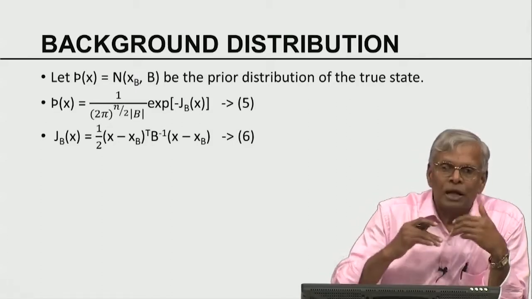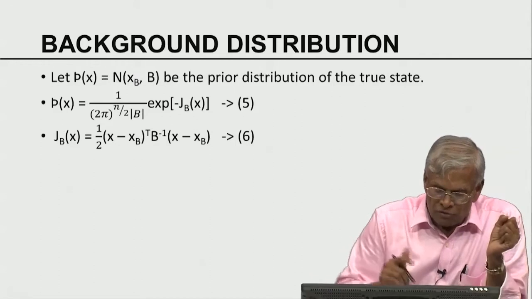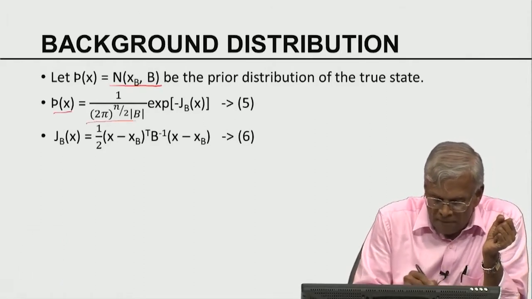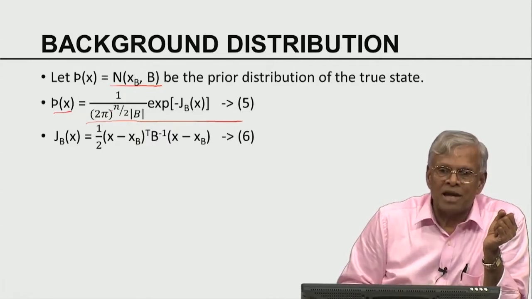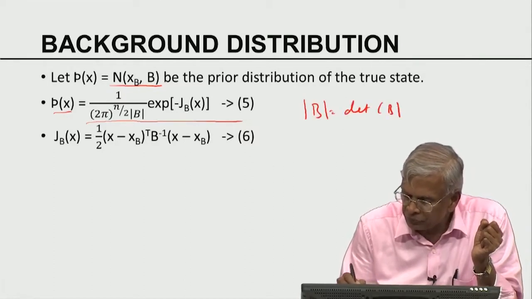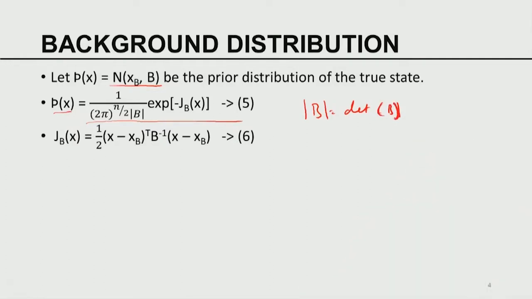So for those of us who would like to look at the specificity of the distribution function, to say PFX is normal is to say PFX has this functional form: 1 over (2 pi) to the power n by 2 times the determinant of the matrix B, times the exponential of minus JB of x, where JB is given by this quadratic function. Now please understand, this kind of quadratic function we have seen over and over again. This JB looks like the least square criterion, and it comes as an exponent to an exponential function. Look at this now. Least square was invented by Gauss.